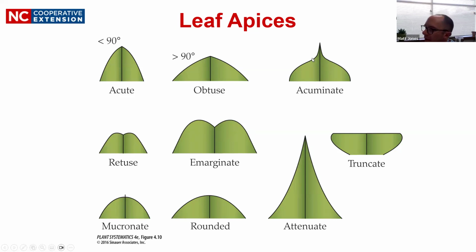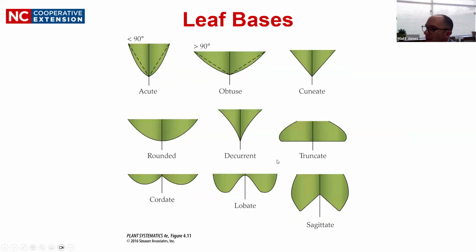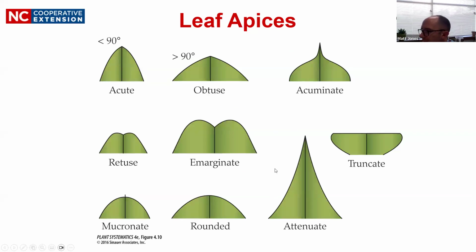And then there's attenuate, which means a very gradual inward or concave curve to the tip. Contrast that to acuminate, where it's a more abrupt tip. And then mucronate is like micro acuminate. So there can be just a little pin or extension of the vein called a mucro. And many of the similar terms apply to the bases of the leaves too. So acute and obtuse, rounded, truncate. Decurrent is kind of the base version of attenuate.